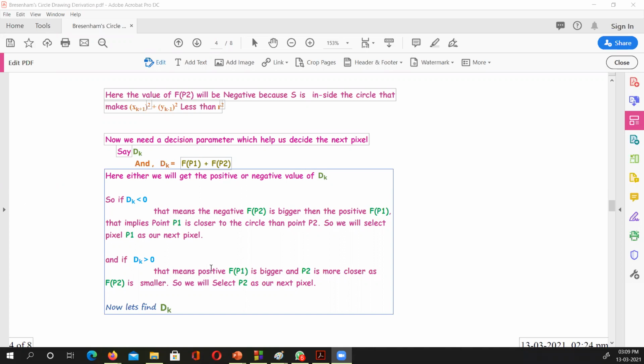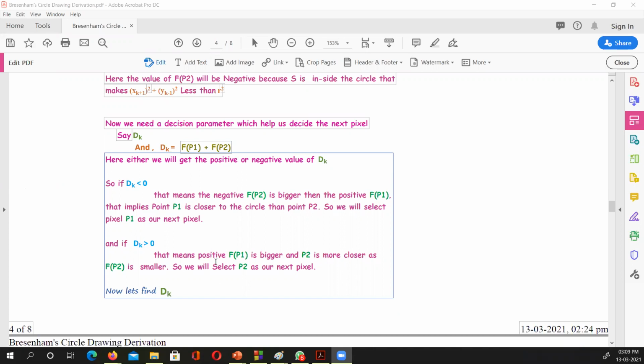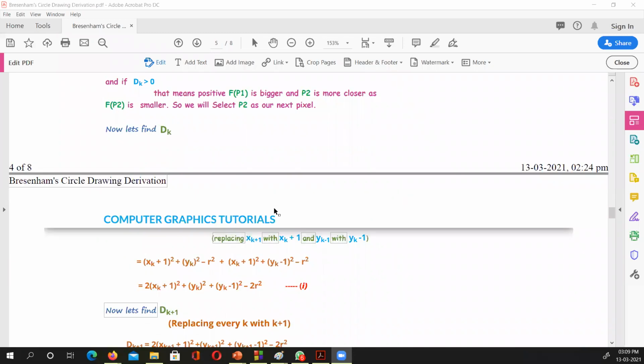You can read it out so that I can go a little bit further for the derivation of it. So we know if it is less than 0, we're going to choose the P1 pixel, and if it's greater than 0, we're going to choose the P2 pixel. This is self-explanatory, and I have explained a lot of things a lot of times now.